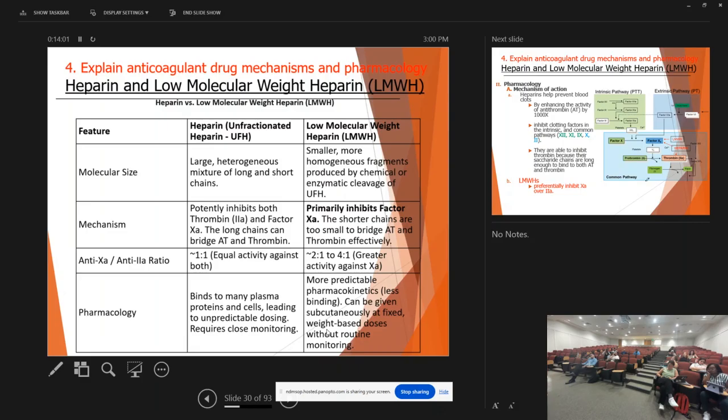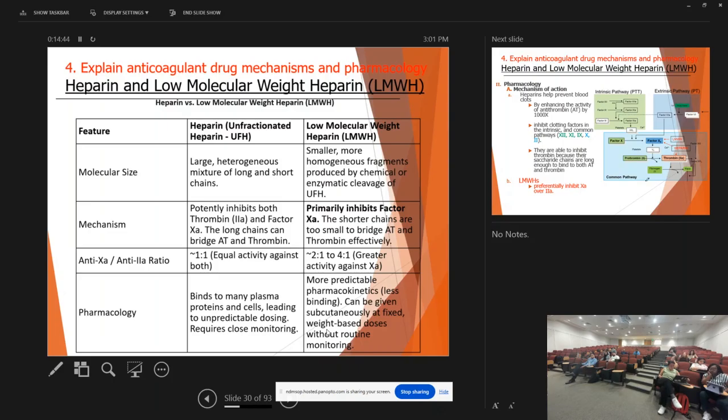Pharmacologically, heparin can bind to many different proteins, many plasma proteins and cells. So dosing is a problem with heparin. If you are treating the patient with heparin, you will encounter dosing issues and you need more close monitoring. But when you are using low molecular weight heparin, it's more predictable because it's less binding to other proteins in the cell. And it can be given subcutaneously at a fixed amount, and you don't need monitoring in this case with the patient.